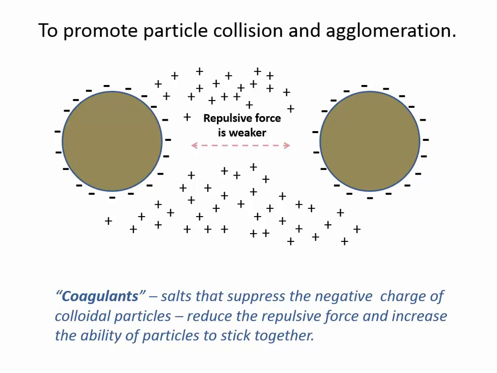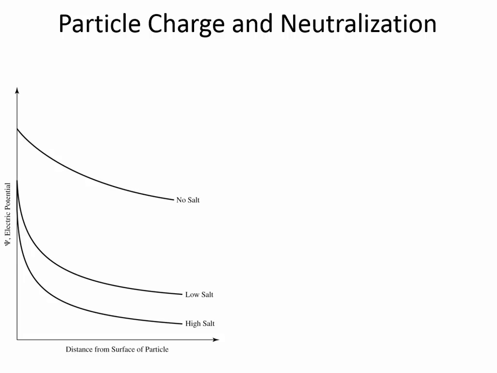So coagulants are a class of salts that will cause this neutralization of the negative charge. It suppresses the negative charge so that the particles can get closer together. Now here's a graph taken from our text that shows the relationship between the charge if salt is added versus no salt is added.